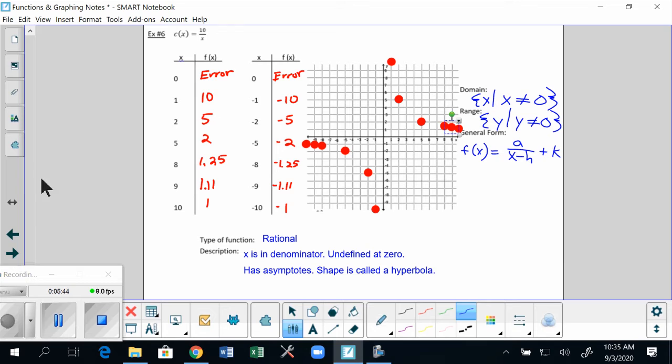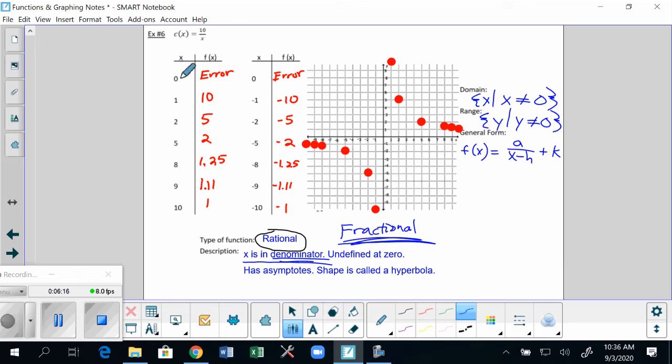Example number 6. Now this time, if you look at your x, our x is in the denominator of a fraction. We call this a rational function. A rational number is any number that can be written as a fraction. A lot of times I'll tell students to help them remember that the word rational kind of sounds like the word fractional. And so rational functions happen anytime the x is in the denominator of a fraction.